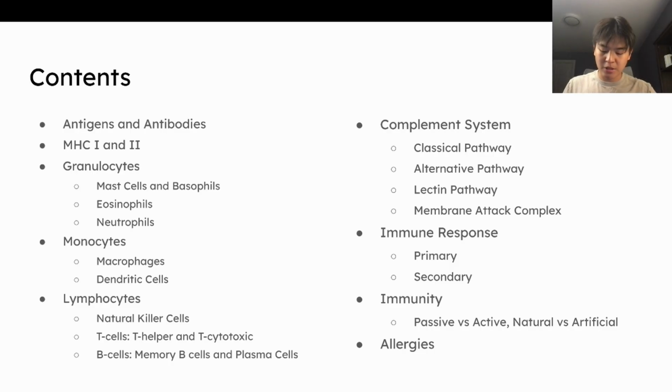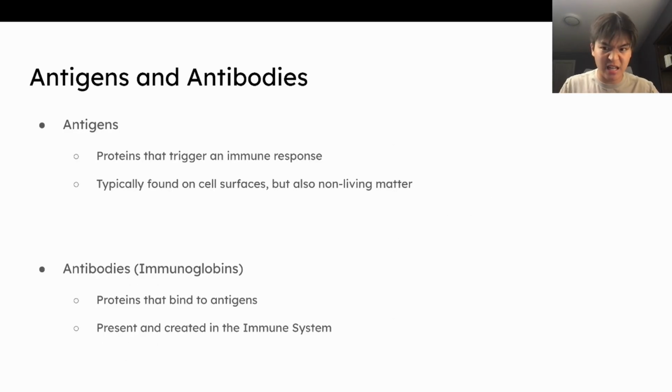Alright, so let's start with what antigens and antibodies are. So, antigens, you might have heard this before. These are just any proteins that trigger an immune response, okay? So you can imagine these can be found on bacteria, viruses, fungi, even non-living stuff like snake venom would be one. All these antigens do is that our bodies detect them and think it's a harm. Sometimes they are, sometimes they're not. But either way, that's the definition of antigens.